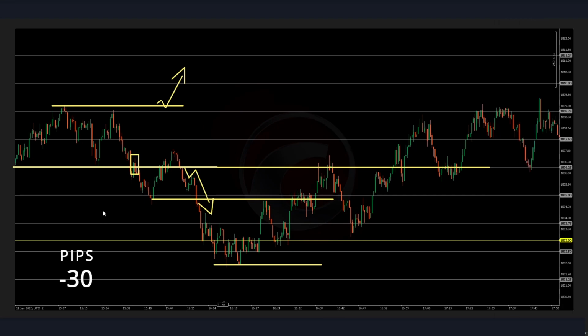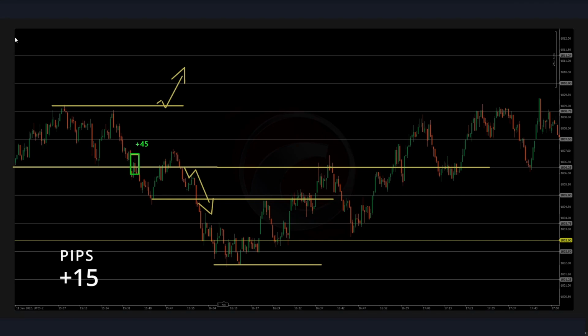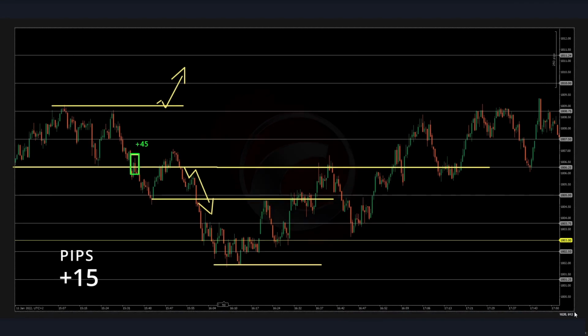Not much to say. So far the entry would have been at 1806.5, with the target at 1802. I think it was actually reached. Yeah, 1802 was reached, so this is actually a winning trade. So it's a plus 45. Good. And that's the second day.